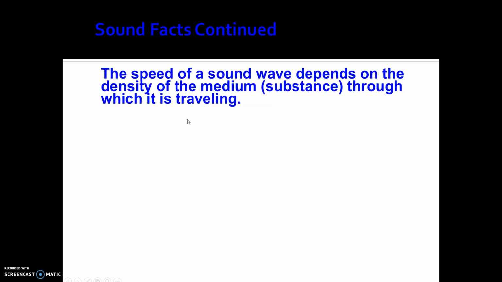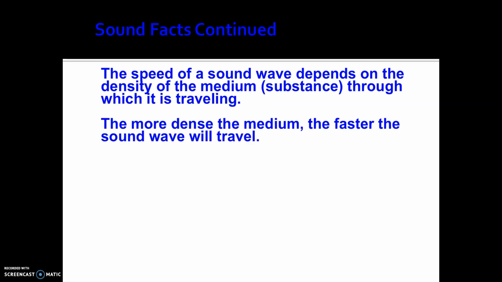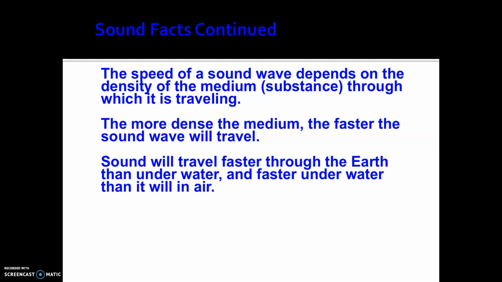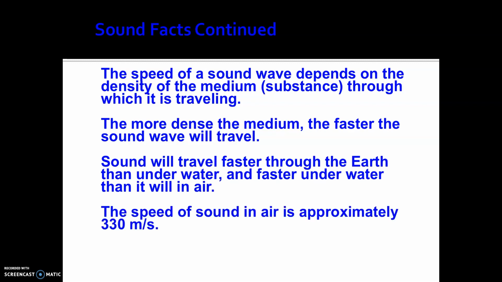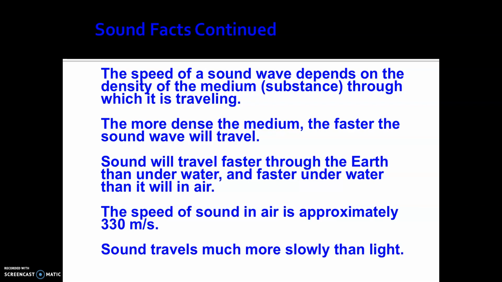Now, the speed of a sound wave depends on the density of the medium. We kind of talked about this earlier. Traditionally, the more dense the material is, the faster the sound will travel. And it travels faster through earth than water, and faster through water compared to air. The speed of sound in air is about 330. It's actually 347 at room temperature, but 330 is a good number. That's a good average.